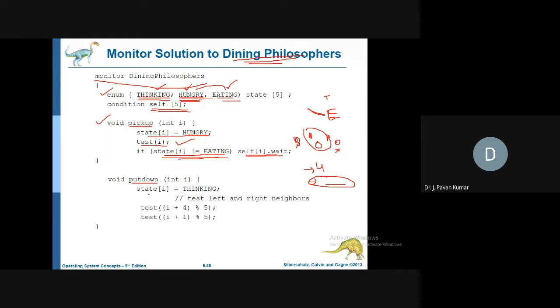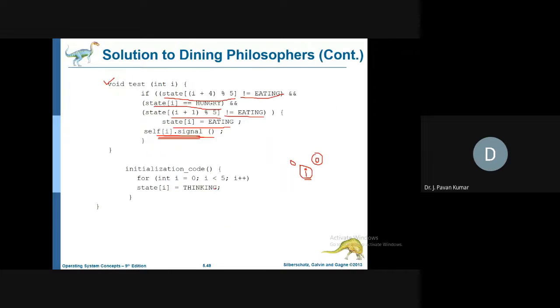Next, after eating, he has to put down both the chopsticks. That means the state of I will be thinking. After eating, he will be in the thinking state. Then test of I plus 4 mod 5, test of I plus 1 mod 5. That means for both the neighbors, we will be giving the signal. For this particular neighbor, we will be checking whether both of his neighbors are not eating or not, and whether he is hungry or not. Accordingly, we will give a chance to that particular neighboring philosopher as well.